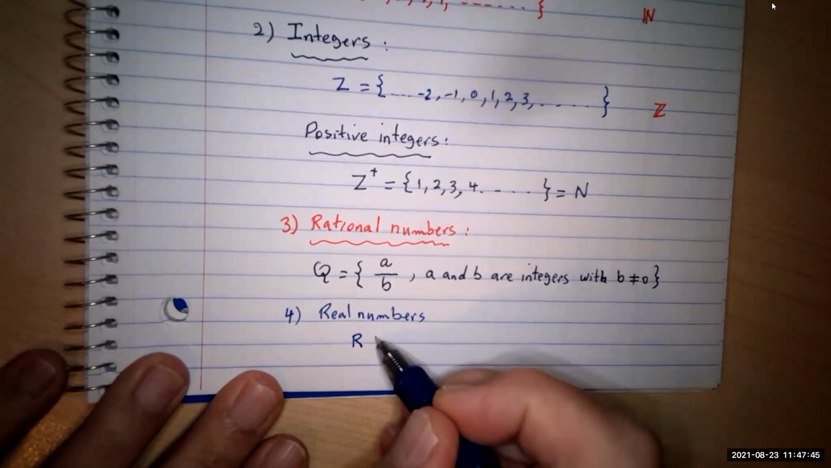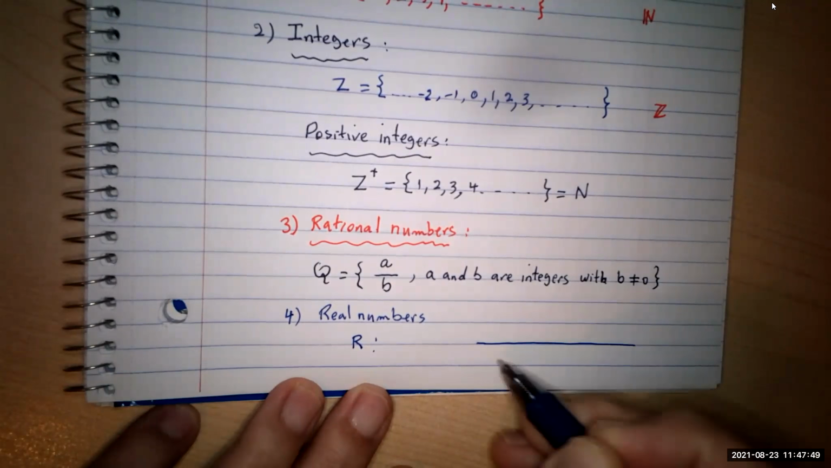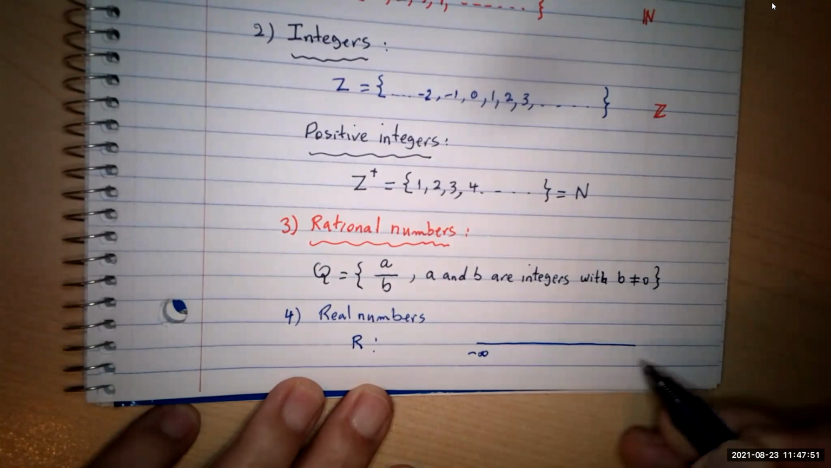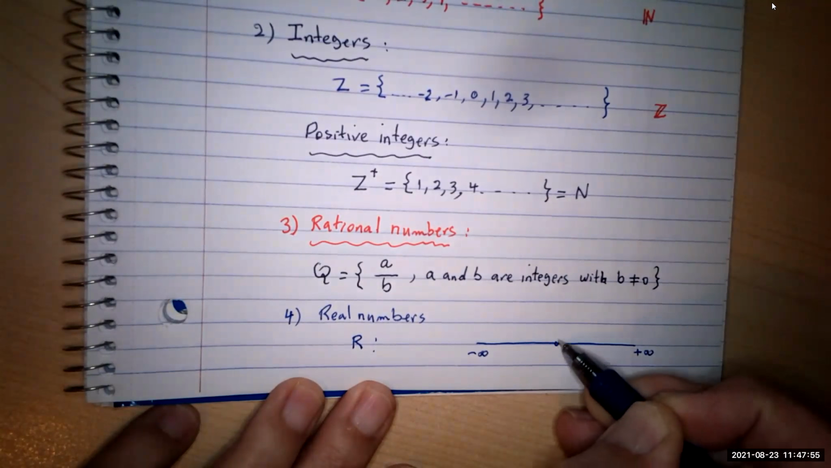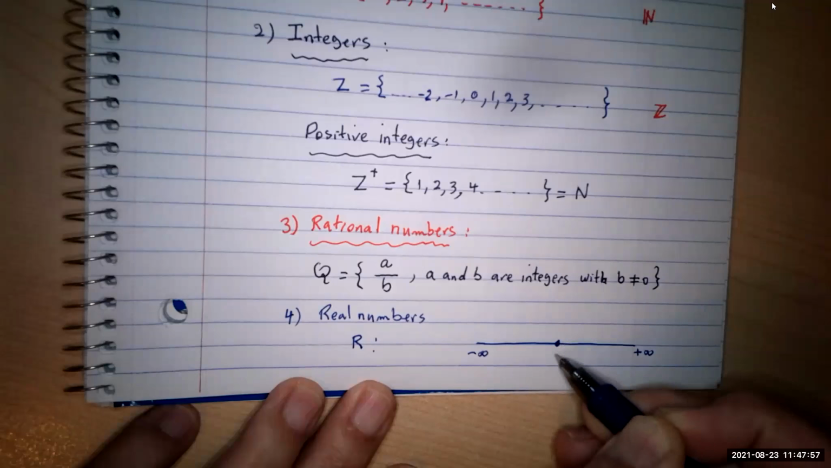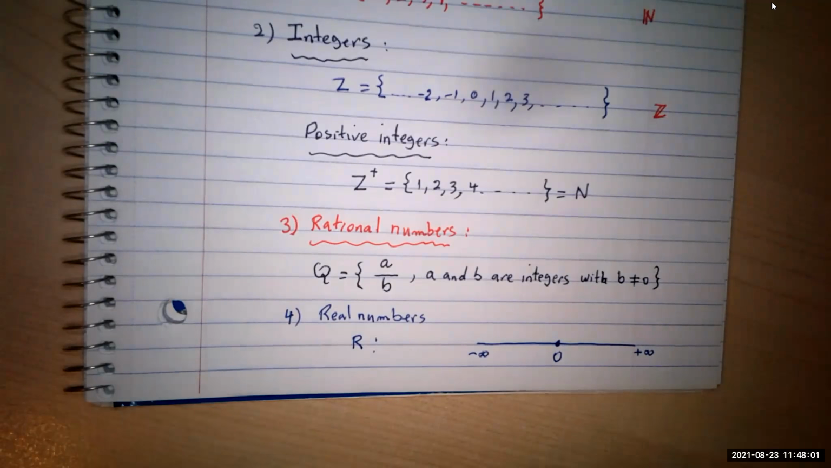You know that this is going to be an interval that starts from negative infinity and goes to positive infinity. If you like, the 0 is here. Any number on this number line is going to be called a real number for the time being.